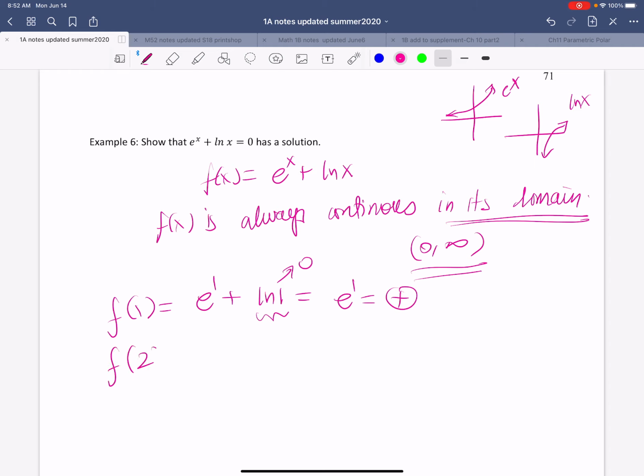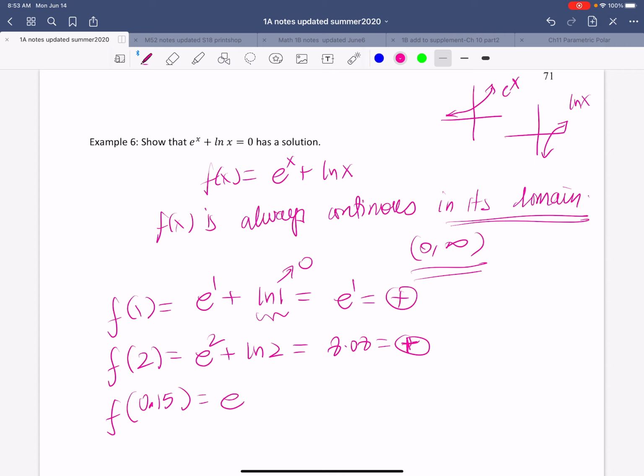Now I'm going to try f of 2. Let me go ahead and plug f of 2, e to the second power plus natural log of 2, and see what that gives me. E squared plus natural log of 2, and that is going to be 8.08. That is also positive. And it looks like I'm getting more and more positive values. I'm going to pick something between 0 and 1 and see what happens. Something really, really small.